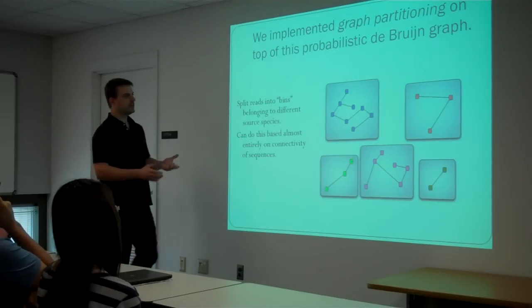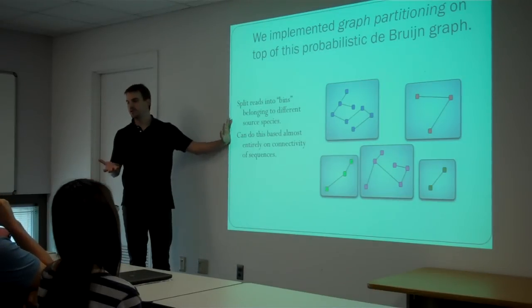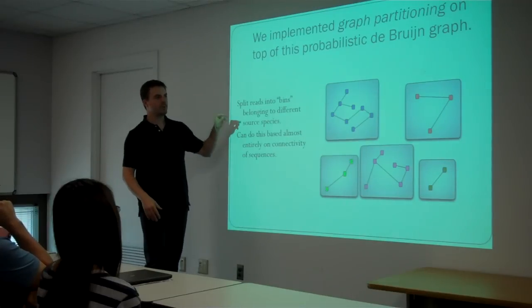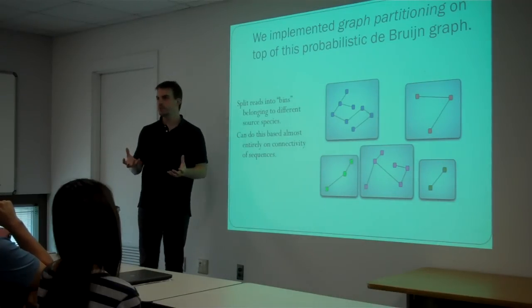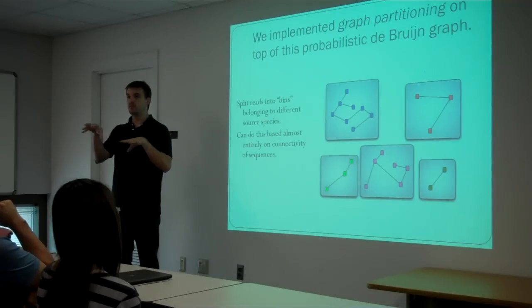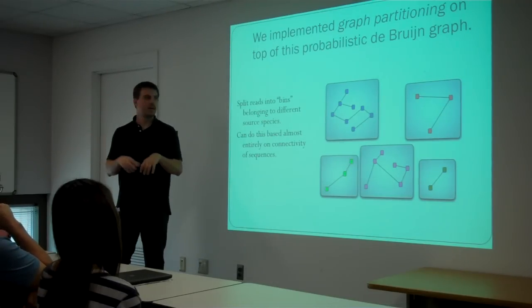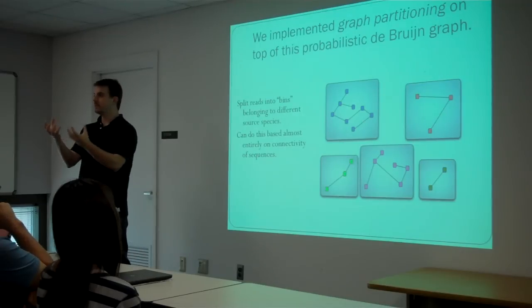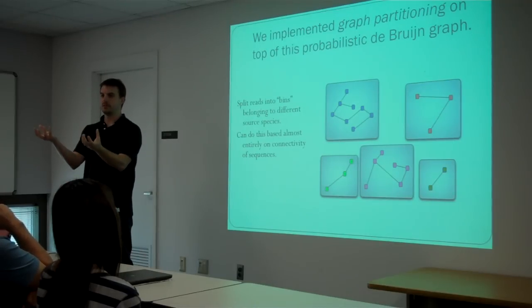What we did was we partitioned. And this is where it comes into the specific biology that we're facing. We're looking at biology where we know we have a lot of different microbial species. So we're looking at soil or something where we know that there are millions of individual microbes and millions of individual species. And so these should fall out of the graph as components in the graph that are disconnected from each other.